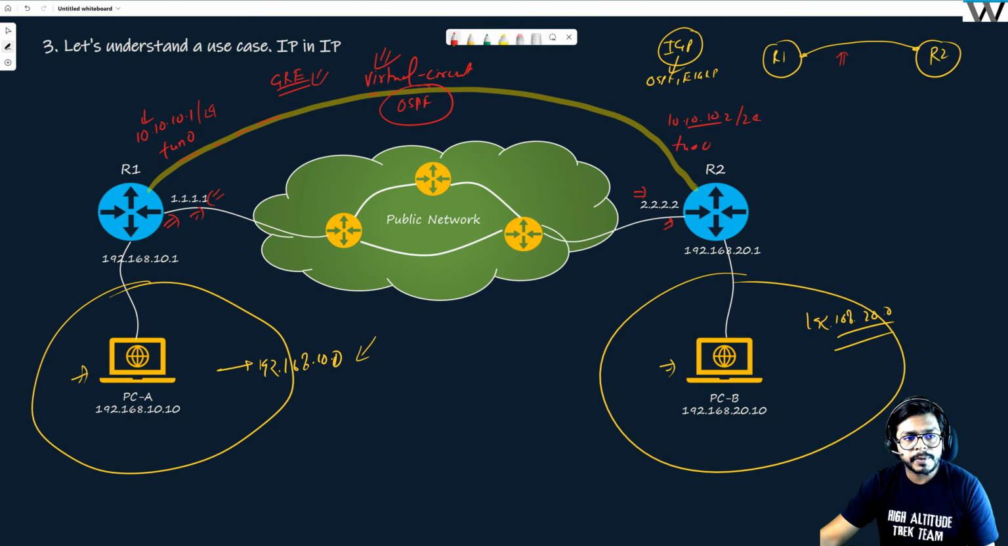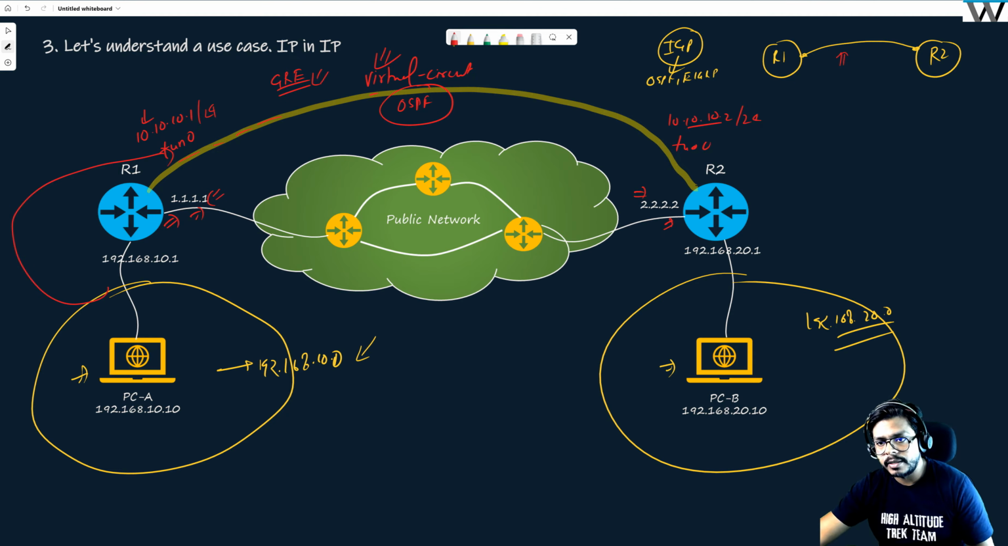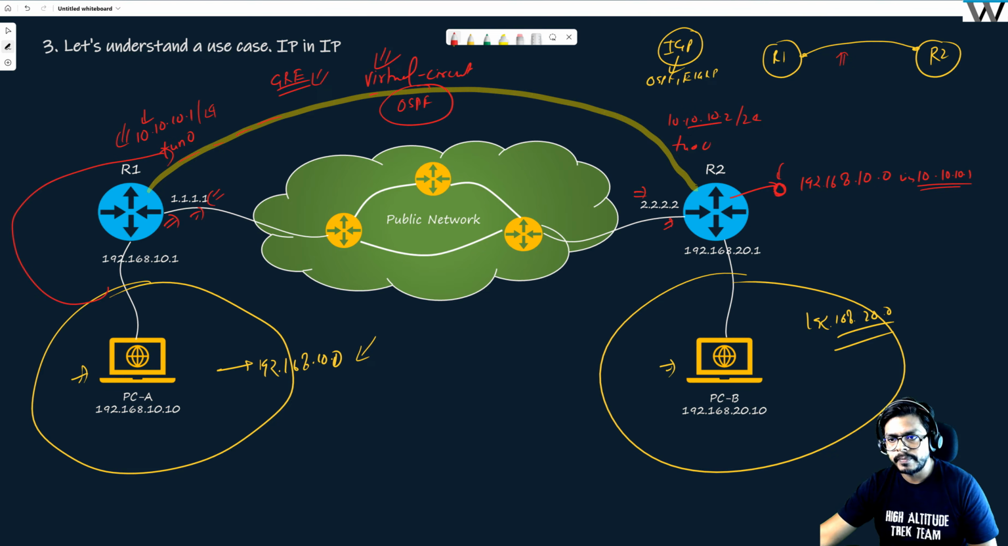And if you can run OSPF, you can advertise this subnet into OSPF. What is going to happen at R2? R2 will be learning this route: 192.168.10.0 can be reached via 10.10.10.1, which is this router, or the interface of the virtual router. And how are you going to learn this route? This route is going to be learned via OSPF.